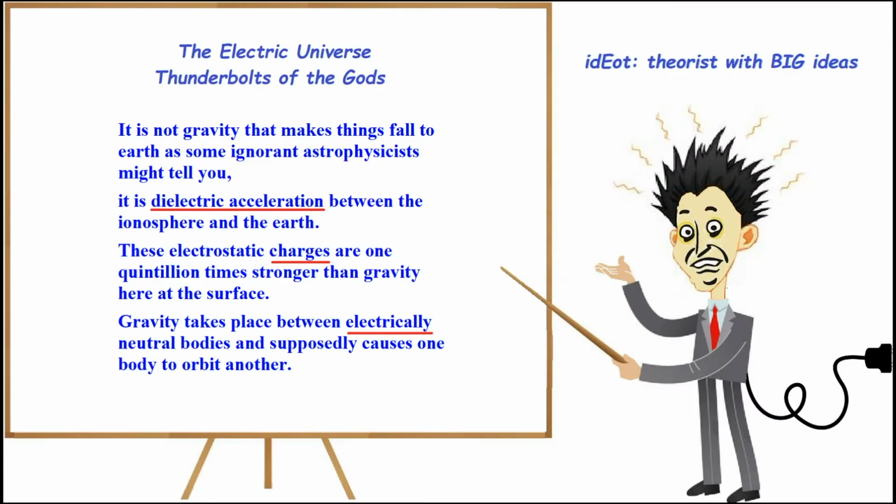He says, the electric universe, thunderbolts of the gods, it is not gravity that makes things fall to the earth, as some ignorant astrophysicists might tell you. Aha. Thank God we have some of these people who enlighten us. It says, it is dielectric acceleration between the ionosphere and the earth. So he's going to accelerate something he calls dielectric, whatever that is. He continues, these electrostatic charges are 1 quintillion times stronger than gravity here at the surface.